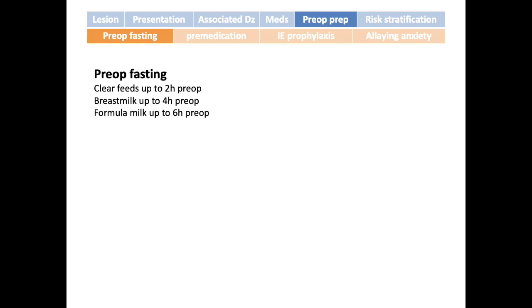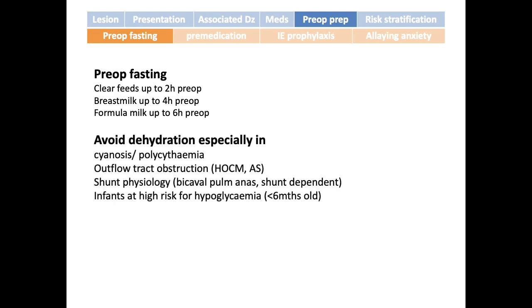This includes preoperative fasting, which is conventionally up to 2 hours preoperatively for clear fluids, up to 4 hours for breast milk, and up to 6 hours for formula milk. Dehydration and hyperglycemia should be avoided in small infants below 6 months of age, children with cyanosis or polycythemia, and those with cardiac lesions that are preload dependent.